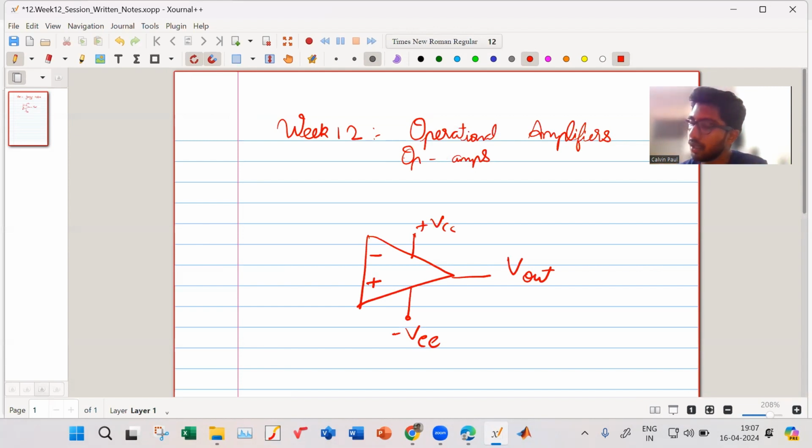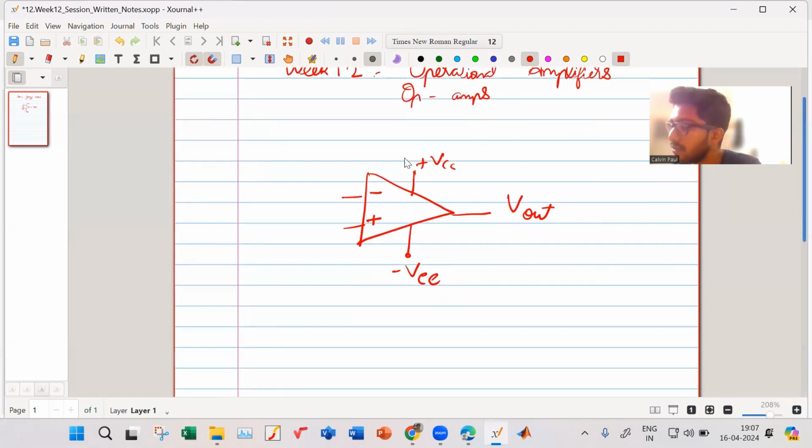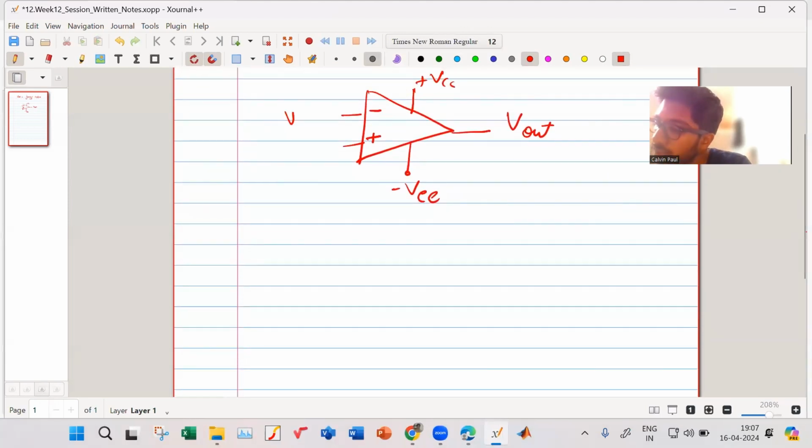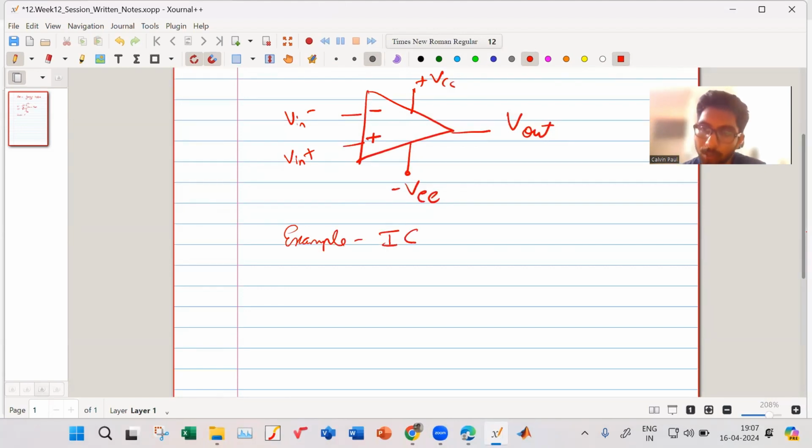So how do they work? Like how does an op-amp work, or what are the principles of its operation? So this is your Vn minus and this is your Vn plus. These are your signals which are coming. We will consider one example IC, when you will practically use an op-amp.